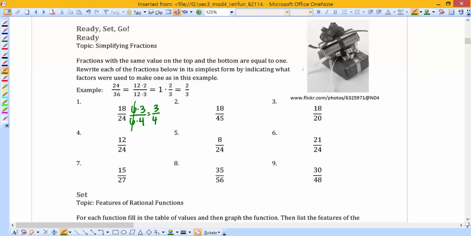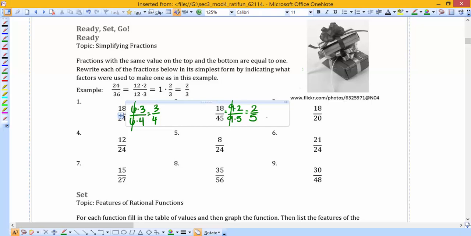Can do the same thing in number 2. So this is the last one I'm going to show you. So in number 2, I can rewrite 18 as 9 times 2 and 45 as 9 times 5. So number 1, I knew I needed to use 6 because I have an awareness that 6 goes into both 18 and 24. And then in 2, I have that awareness that 9 goes into 18 and 45. So they share the 9, and I am left with 2 over 5.